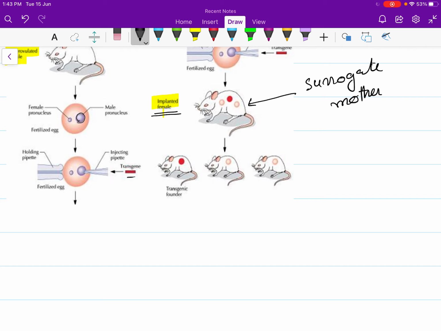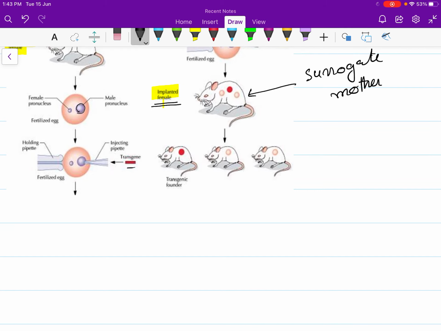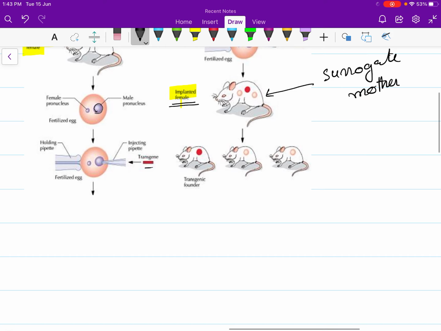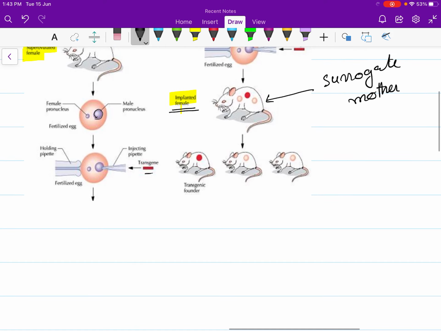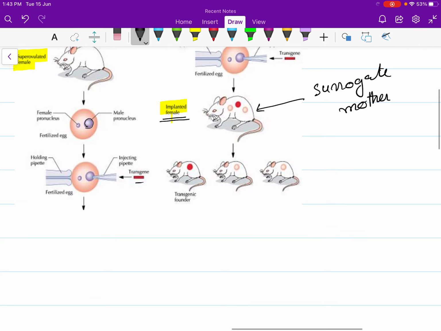So all the offspring will therefore carry this gene, and they will be called transgenic animals. So a transgenic animal will be formed.